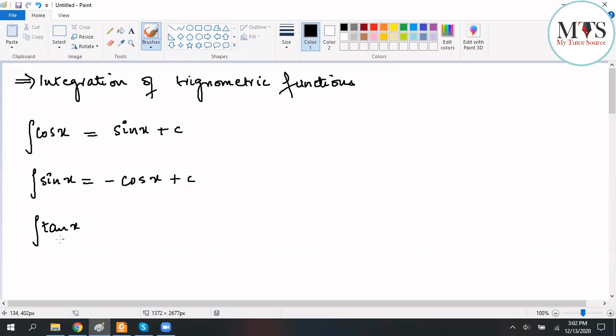And your tan x is secant square x plus c. Actually, wait, it's the opposite. One second. Secant square x. Let's do tan x plus c, and if anything is being multiplied to your angle, now it will be divided.